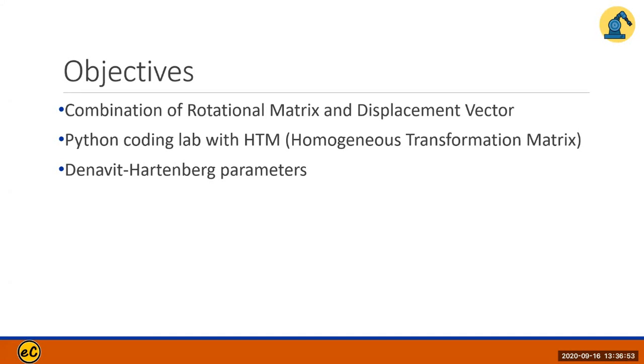matrix, and we will use Denavit-Hartenberg parameters. And this one probably is the most important lab in this course. So here, please pay more attention to it and learn how to do Python coding with this lecture.